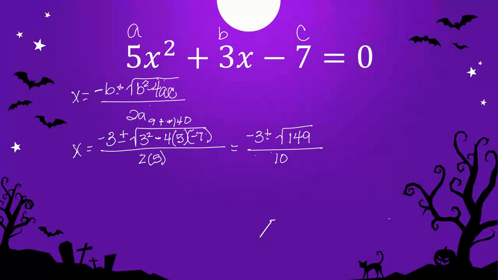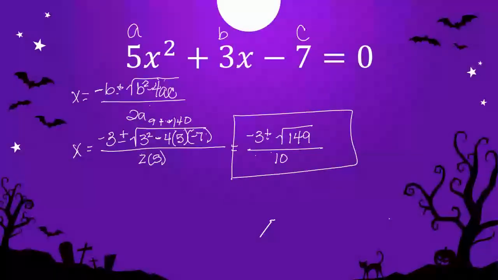Now, I do want to try to see if 149 can be simplified. I'm going to try and divide that by a couple of things and just see if 11 works, if 7 works. It doesn't look like there's anything really that goes into 149. So this is simplified. There's nothing else I have to do. There's no i because the radicand is positive. So I am done with this problem. That one wasn't too bad.